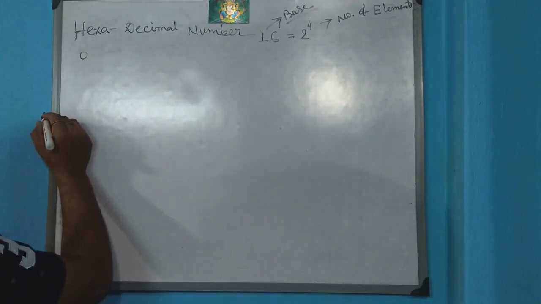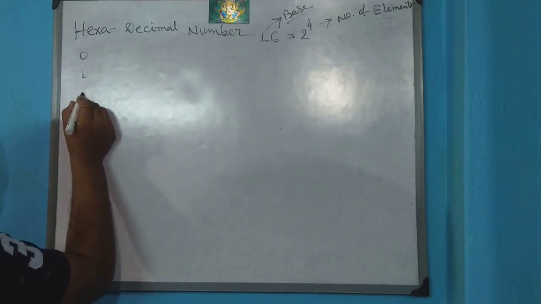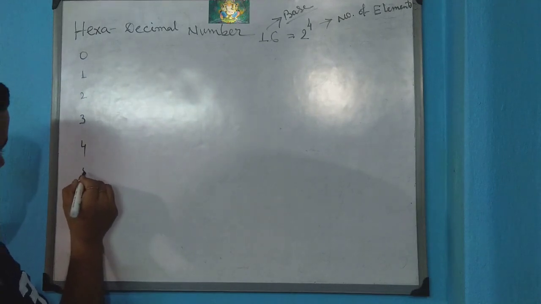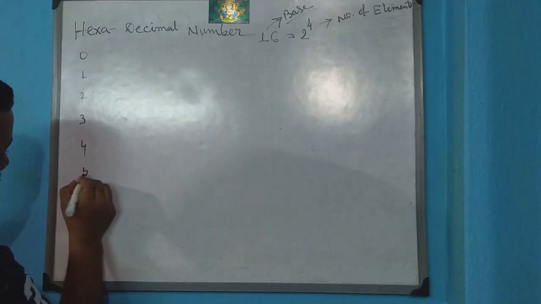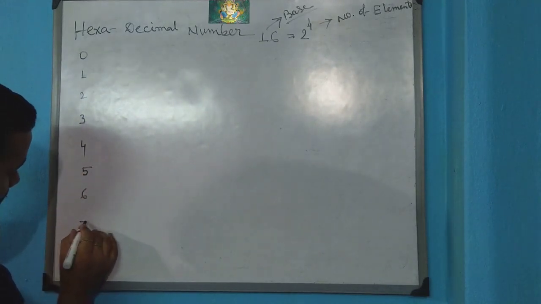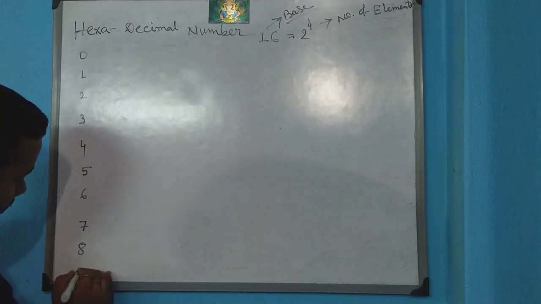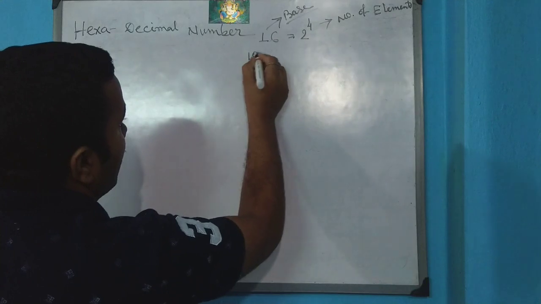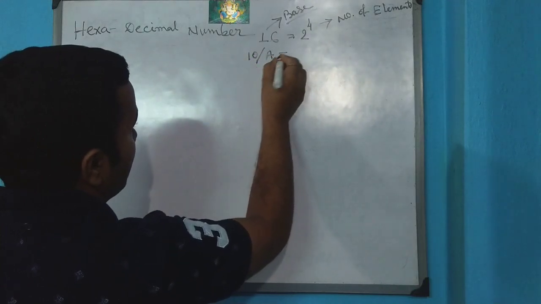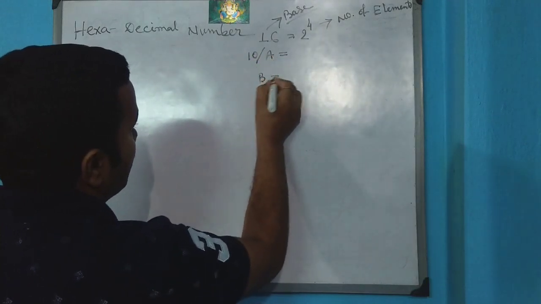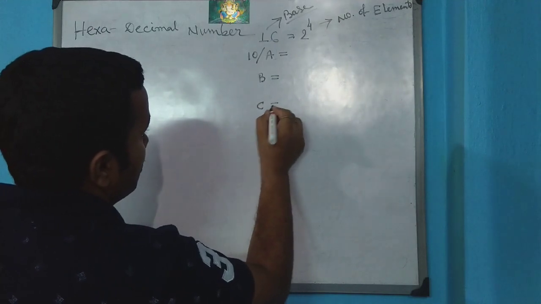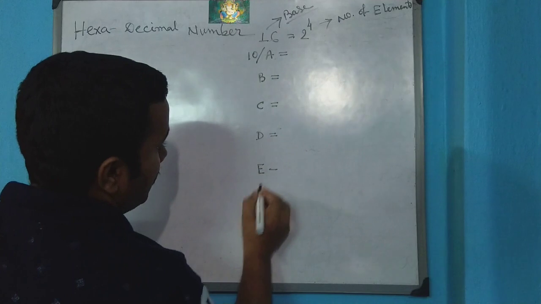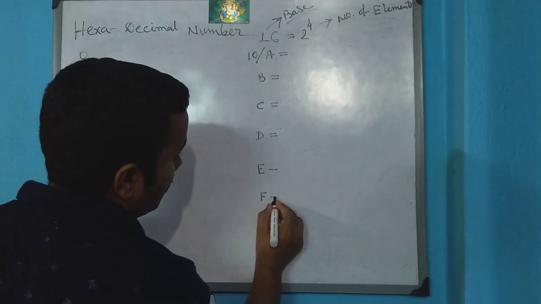0, 1, 2, 3, 4, 5, 6, 7, 8, 9, 10, that means A, B, C, D, E, F.